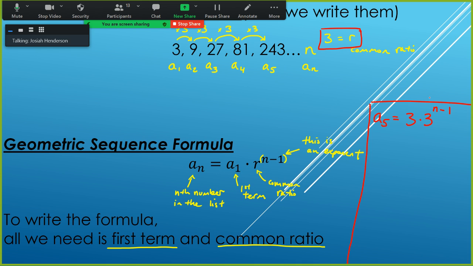Now, what do we plug in for n? Well, I want to find the fifth number, a5, so we're plugging in 5 for n here. So let's do that. 3 times 3 to the 5 minus 1 power. Okay, so just like we did in our formulas Monday and yesterday, we're going to simplify the n minus 1 first, and then we do the exponent. So 5 minus 1 in the exponent, that's 4. So it's 3 times 3 to the 4th power.